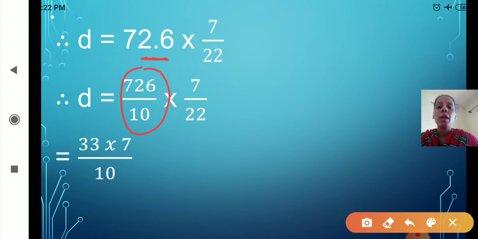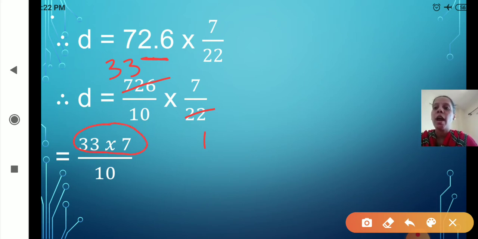Now multiply by 7 upon 22 as it is. Now we will cancel these numbers. 22 ones are 22, and when we divide 726 by 22, you will get the answer, that is 33. Just now I have shown you the division. Now 33 multiplied by 7 we will write in the numerator and 10 in the denominator as it is.